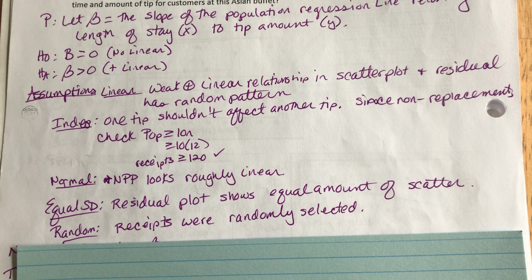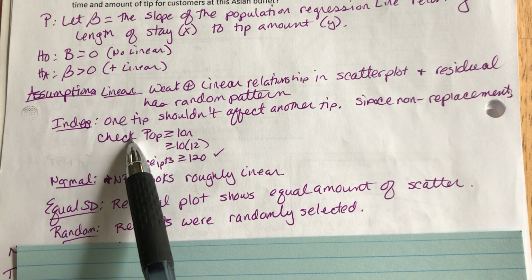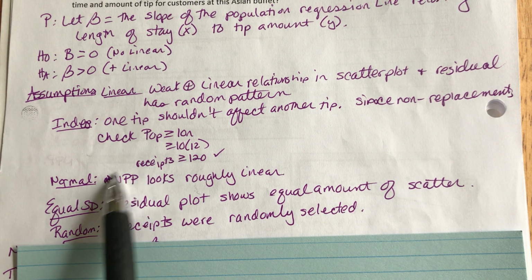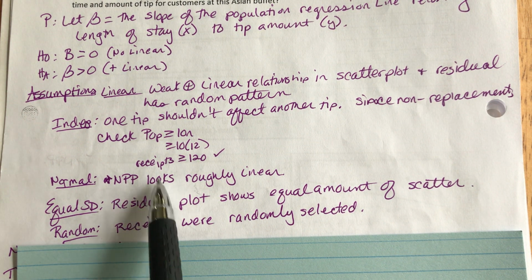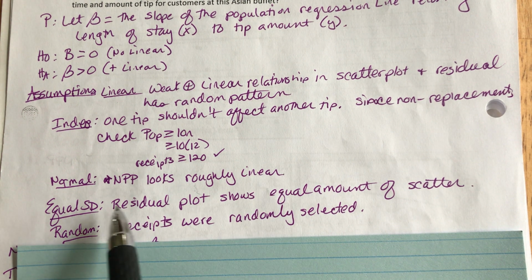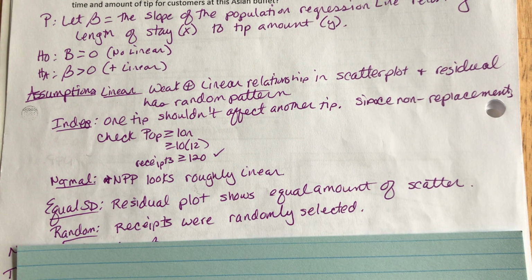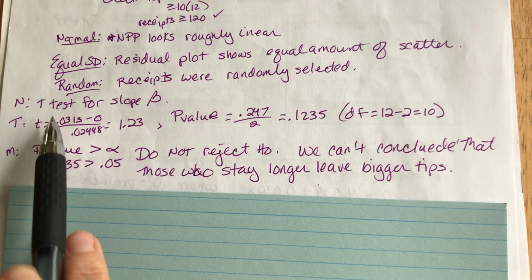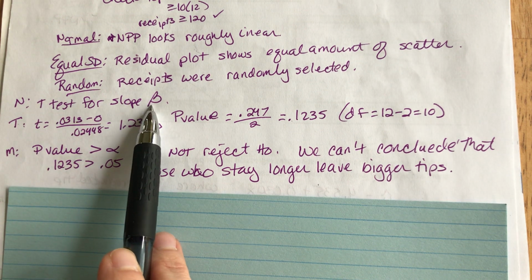So as you read through, we selected without replacement, which means we need to check: is our population at least 10 times our sample size? Our normal probability plot that was provided to us on the previous page looks roughly linear. Our residual plot is showing an equal amount of scatter. Our receipts were randomly selected. And then as you go through here, we have a t-test for slope beta.